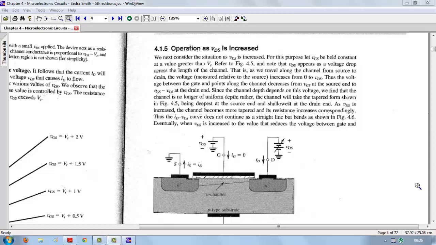The voltage between the source and the drain increases from 0 to VDS. Therefore, the difference between the gate voltage and the substrate, and the voltage just below the gate, varies from VGS to VGS minus VDS. Due to the difference in the voltage, the channel depth varies. It is highest near the source and lowest near the drain.